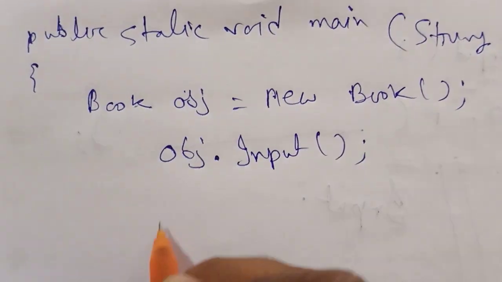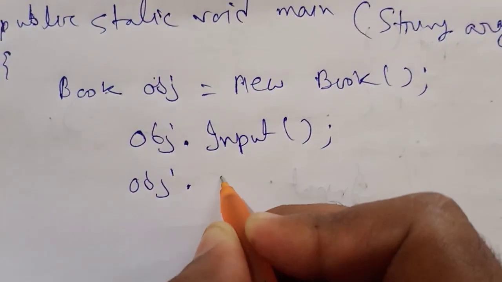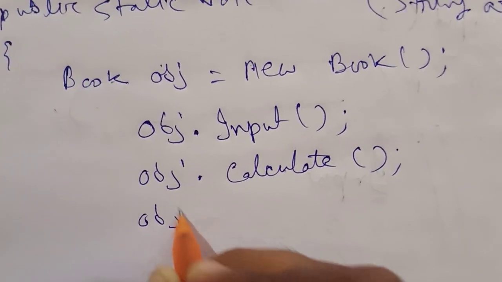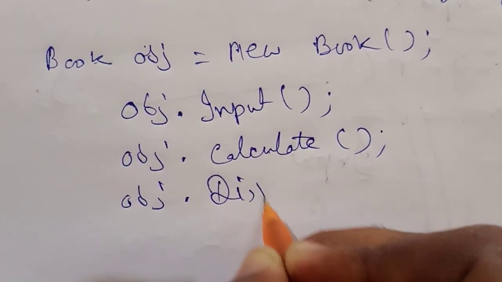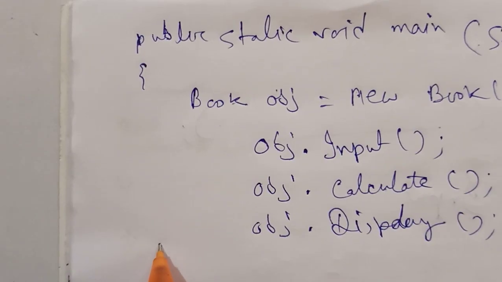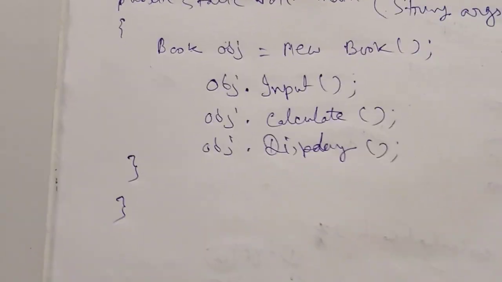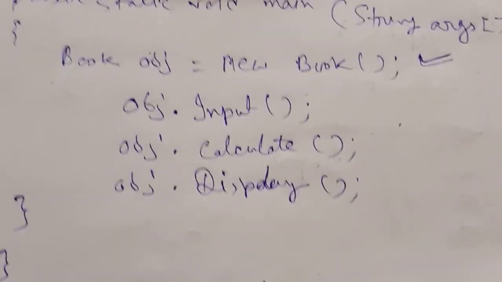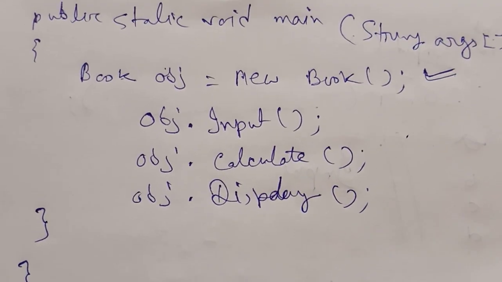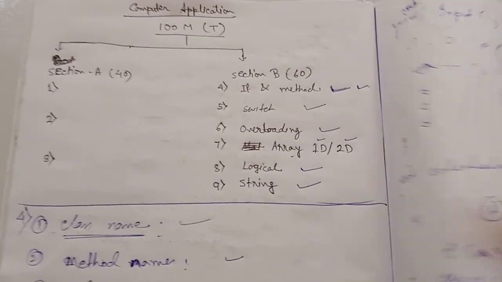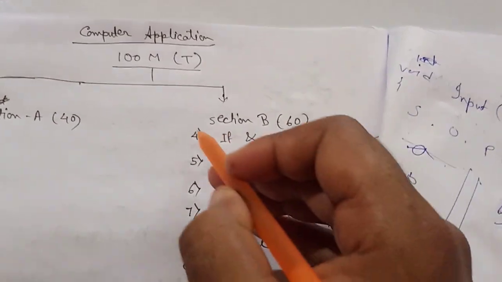Input, obj dot calculate, obj dot display, then your main method close, class close. Don't need to call the constructor, because when you are writing this line the constructor is automatically called. Okay, don't need to write the constructor. When you are writing this line, the constructor is automatically called. Okay, I hope this question is clear. How to execute the first one, if and method concept is complete.